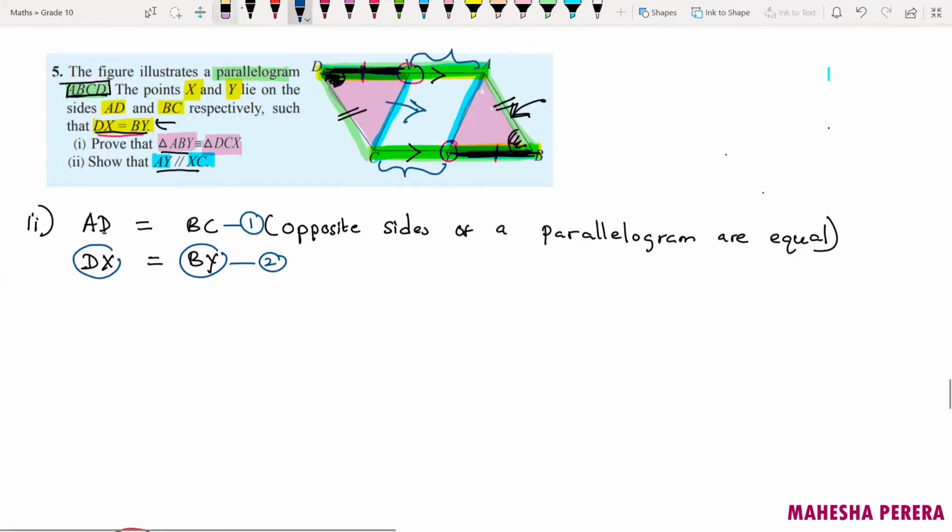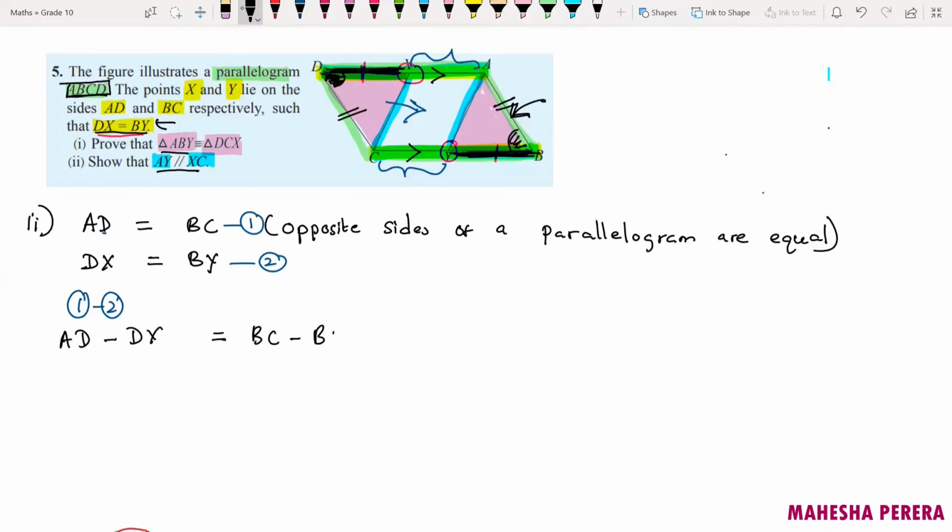Right. So if I write like this, I deduct 2 from 1. Right? So let's write AD minus DX equals BC minus BY. Right? So I get this remaining length and it is XY. Right? And here CY.